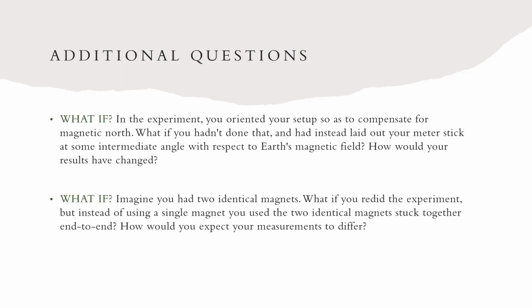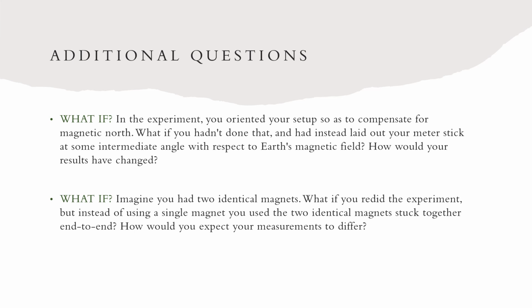If we hadn't accounted for the Earth's magnetic field in our setup, the numbers that we would have for the X, Y, and Z would be pretty askew. Because of the Earth's magnetic field, it will affect the direction of the X, Y, and Z of the magnetic field that we are calculating for.